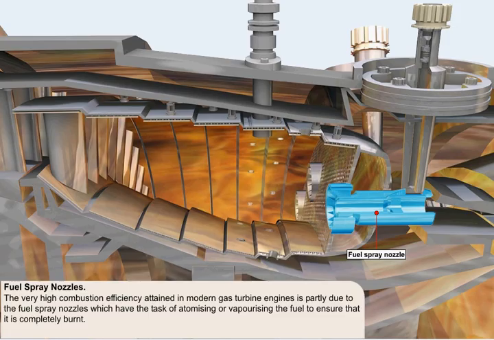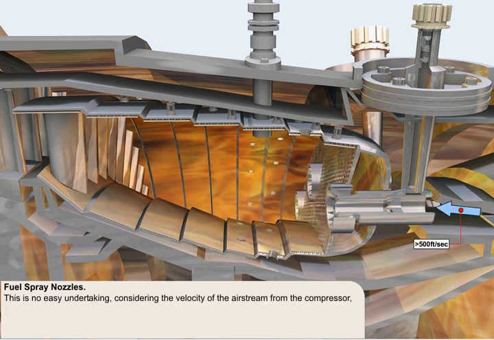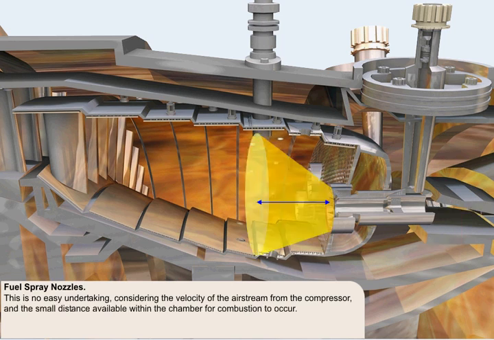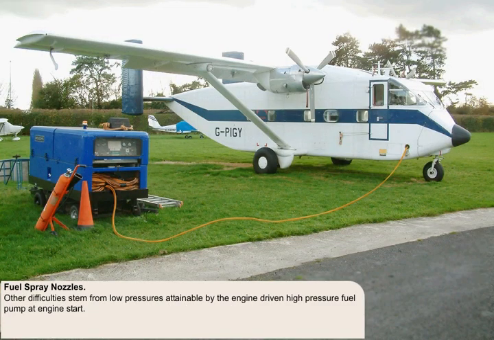The very high combustion efficiency attained in modern gas turbine engines is due in no small part to the fuel spray nozzles which are used in them. These nozzles have the task of atomizing or vaporizing the fuel to ensure that it is completely burnt. This is no easy undertaking, considering the velocity of the airstream from the compressor and the small distance available within the chamber for combustion to occur. Other difficulties occur as a result of the relatively low pressures attainable by the engine-driven high-pressure fuel pump at engine start.